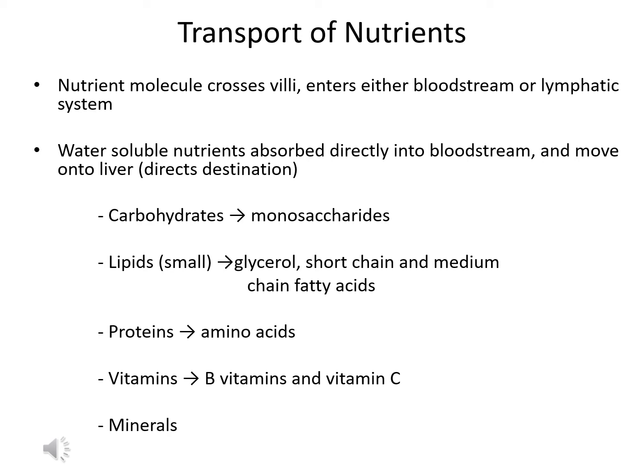Well, they include, first of all, carbohydrates, specifically carbohydrates that have been broken down into monosaccharides. Then lipids, or very small fats. These would include glycerol as well as short chain and medium chain fatty acids. Then proteins, broken down to amino acids, can enter directly into the bloodstream, as well as the vitamins which are categorized as being B vitamins as well as vitamin C. Minerals are another category that can be directly sent into the bloodstream for distribution.